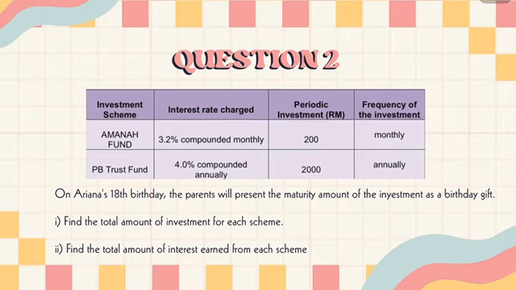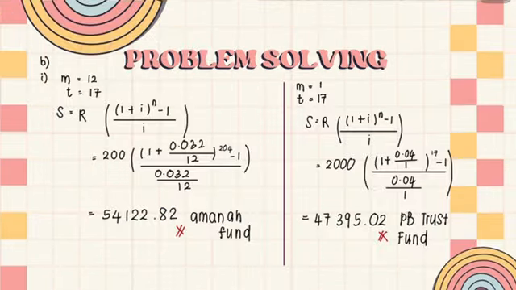First, find the total amount of investment for each scheme. Second, find the total amount of interest earned from each scheme. So use formula S equal to R[(1 + I) power of N minus 1] divided by I. For the Amanah Fund, R is 200, I is 0.032 divided by 12, N is 204, and the answer will be 54,122.82. For PB Trust Fund, R is 2,000, I is 0.04, N is 17, and the answer will be 47,395.02.